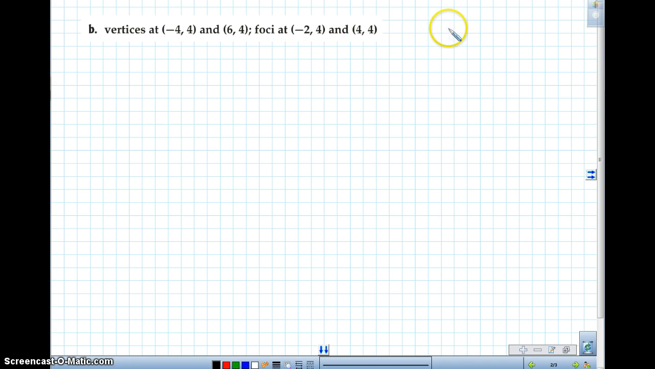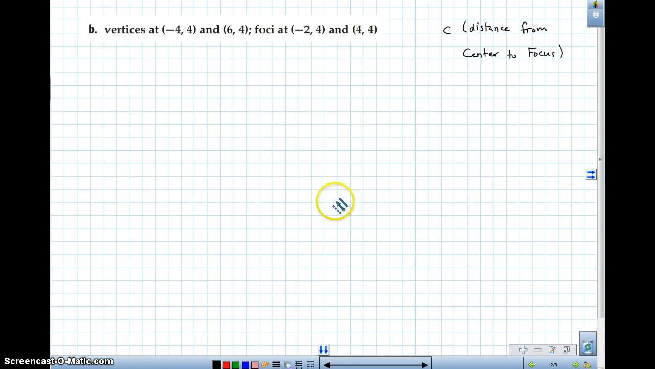parameter c to measure the distance from the center to the focus. A lot of people try to measure it from the vertice when really it needs to be measured from the center. That's a common mistake, so make sure you make note of that. When we find c, that's always going to be our distance from the center to the focus.